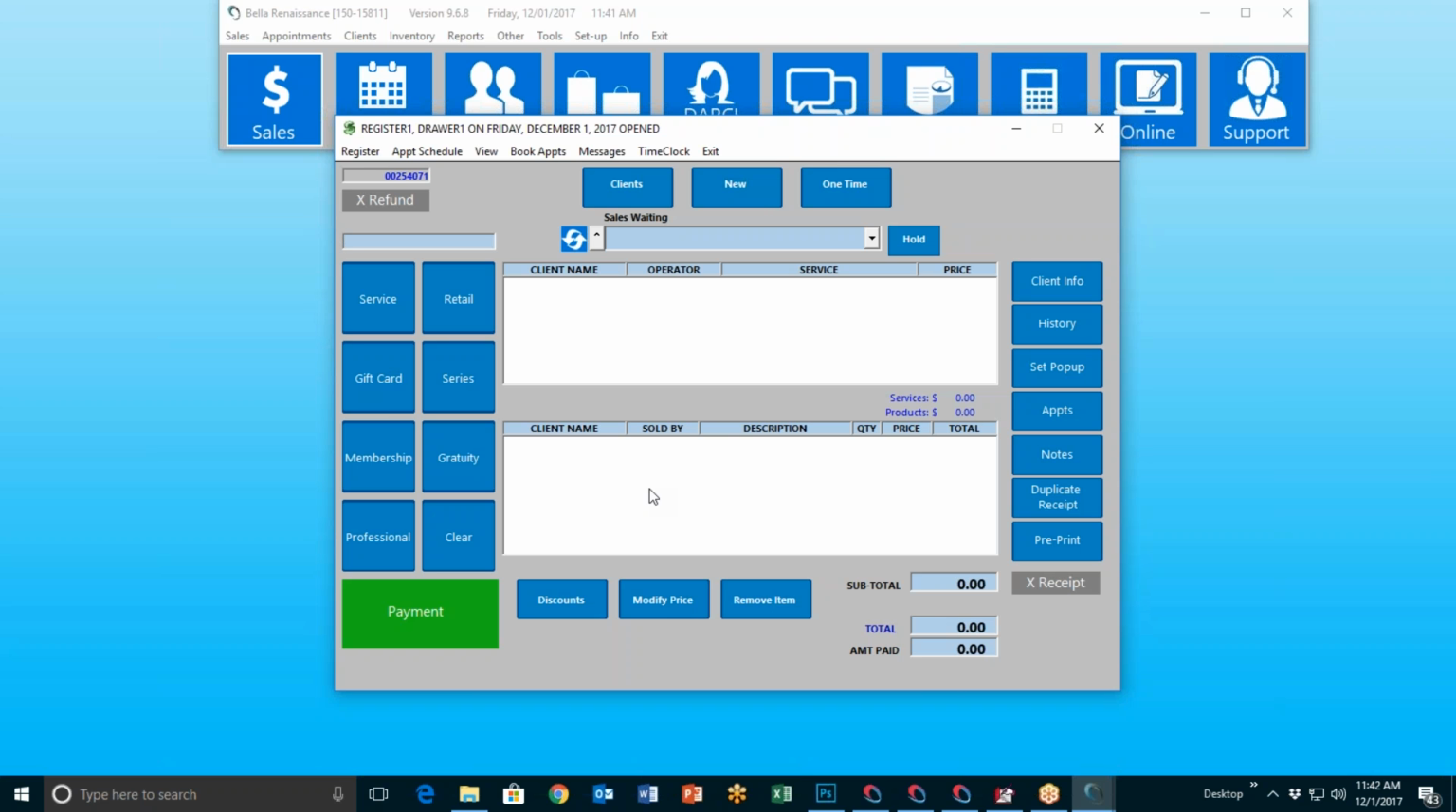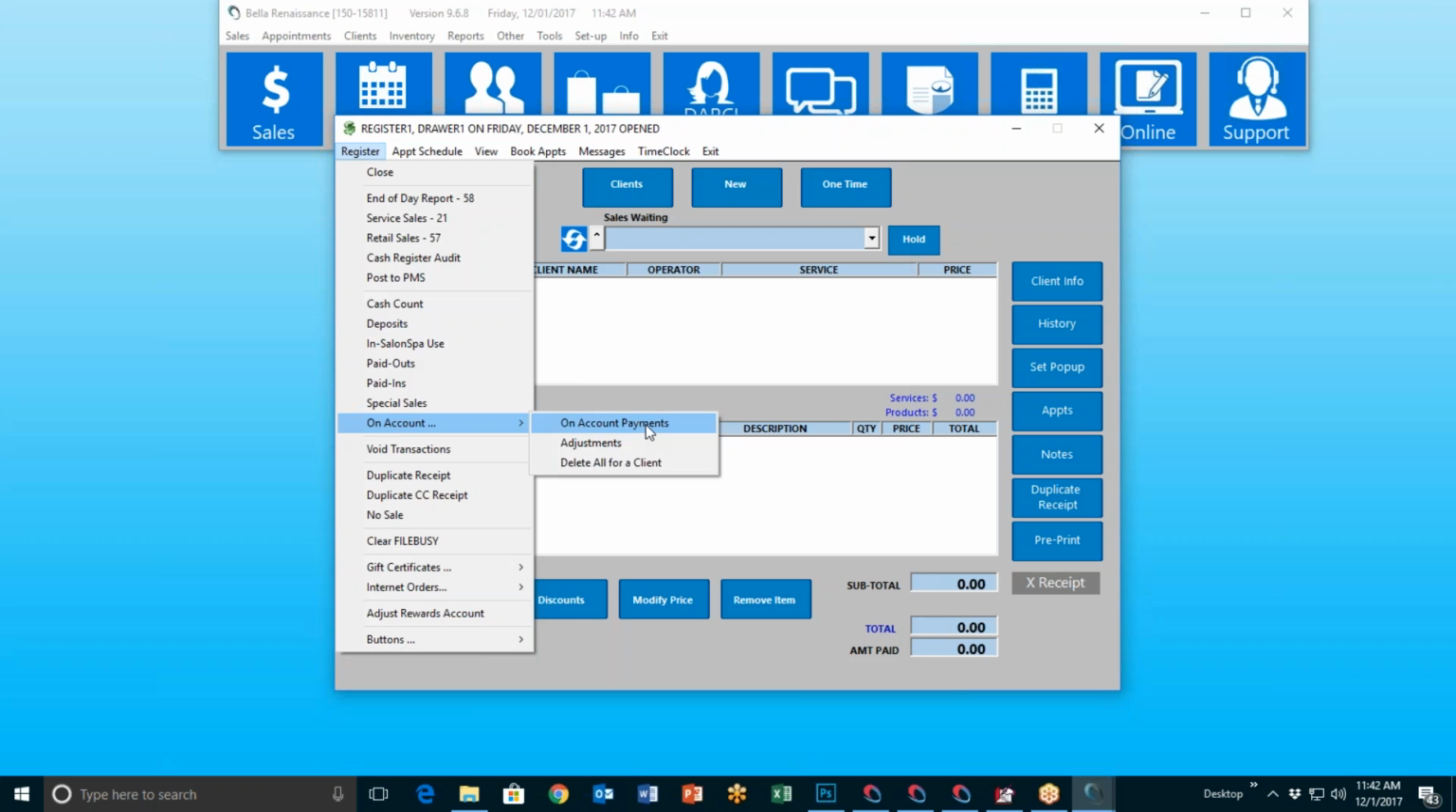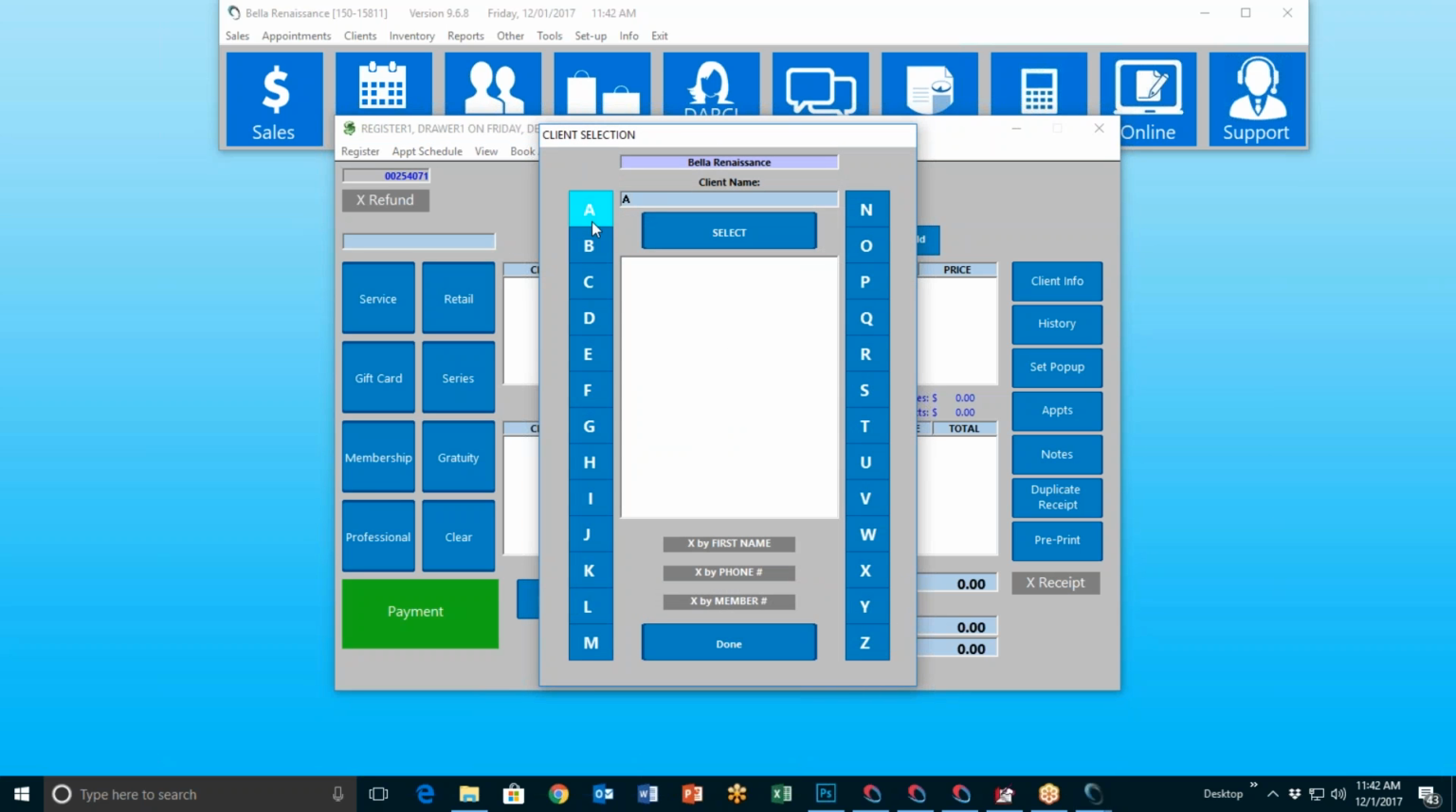So along with the balances on account, we have people that owe us money and we owe them money, both options from our old system. Is there a good way to load that into Transcend? Yeah, okay, so let's say I go to register and I go to on account. Now I can go to on account payments or adjustments. So for instance, if I go to on account payments, let's just do one here.